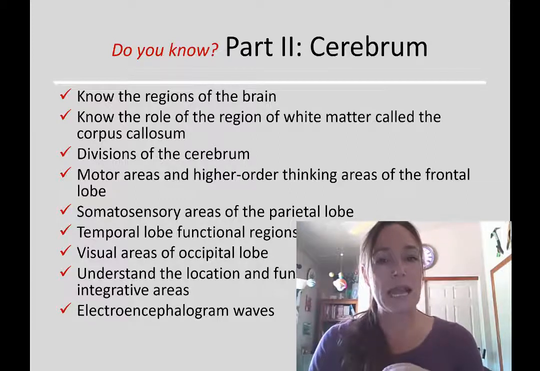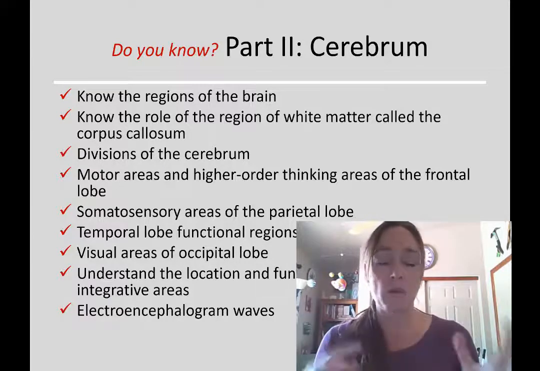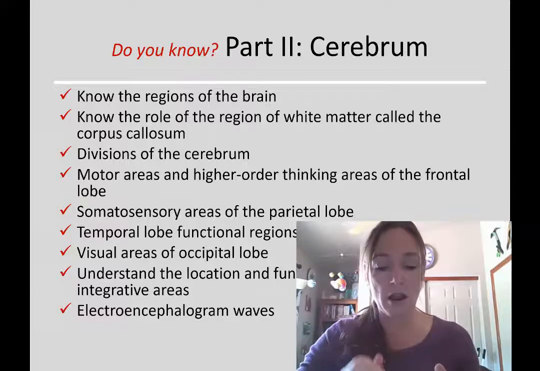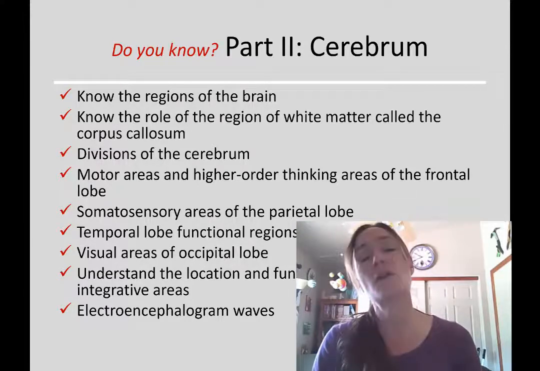The motor areas and higher order thinking are within the frontal lobe. So when we talk about motor areas, we have a division within the brain known as the central sulcus. First, you should know the central sulcus extends from the longitudinal fissure. The longitudinal fissure is the big crack between the right and left sides of the brain. So if you have a brain sitting on a tray in front of you, there is a large crack right down from front to back that divides the brain into the right and left hemispheres.